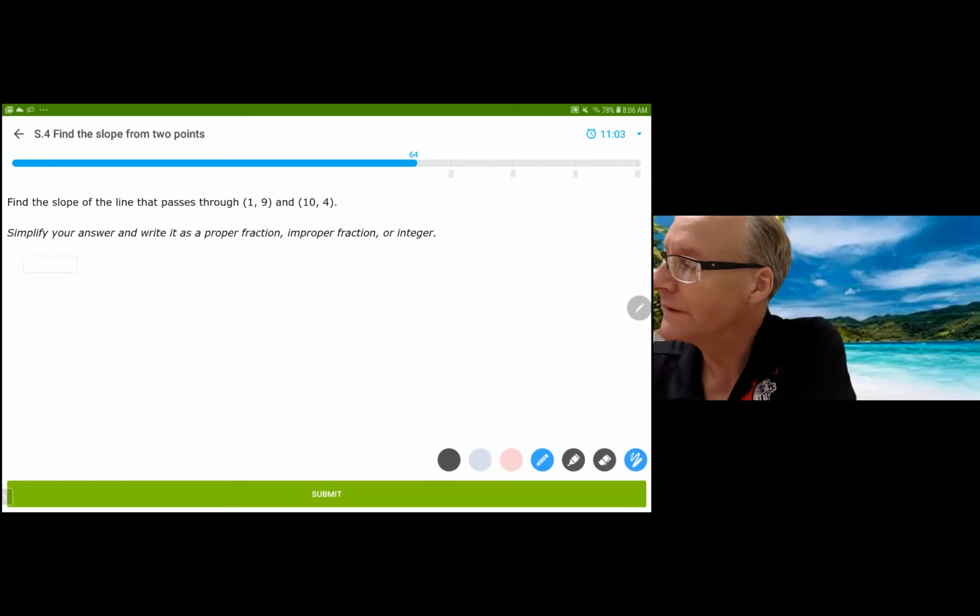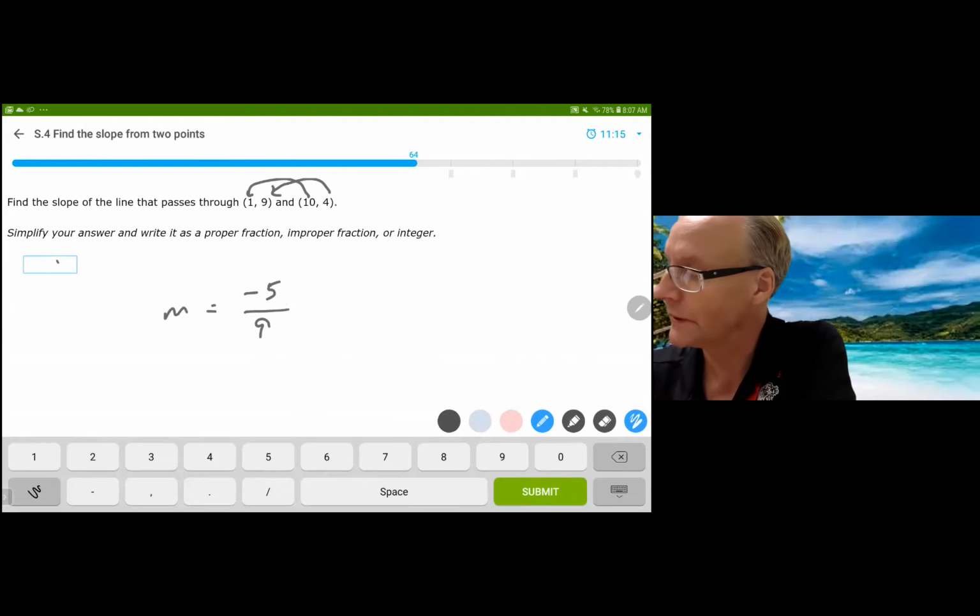Looks like we have 4 minus 9, which is negative 5. That's the change in y over the change in x. 10 minus 1 is 9. And we're done, negative 5 over 9.